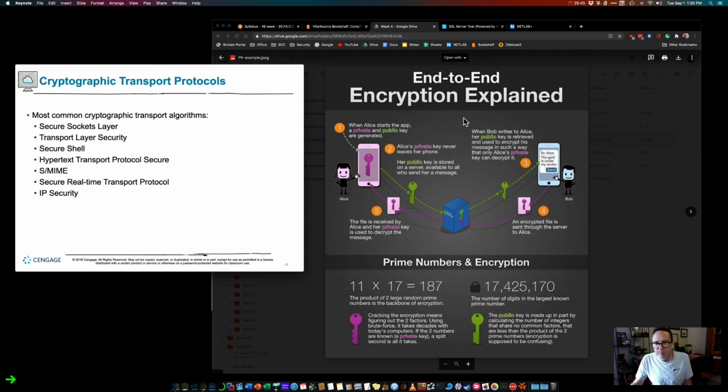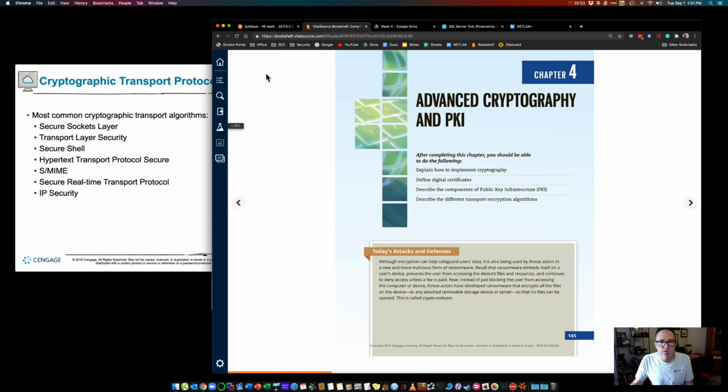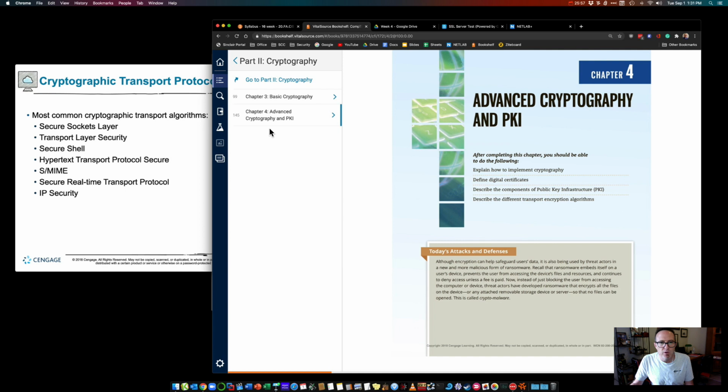And the last part of this chapter, probably the most important one, of course, is going to be somewhere in part two in our chapter summary.